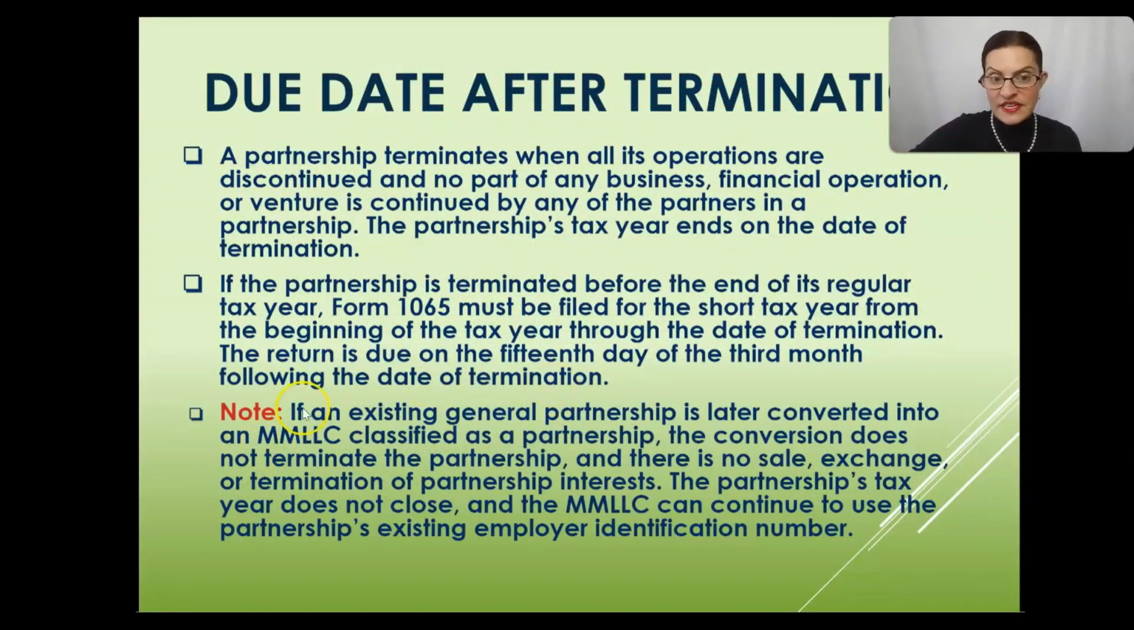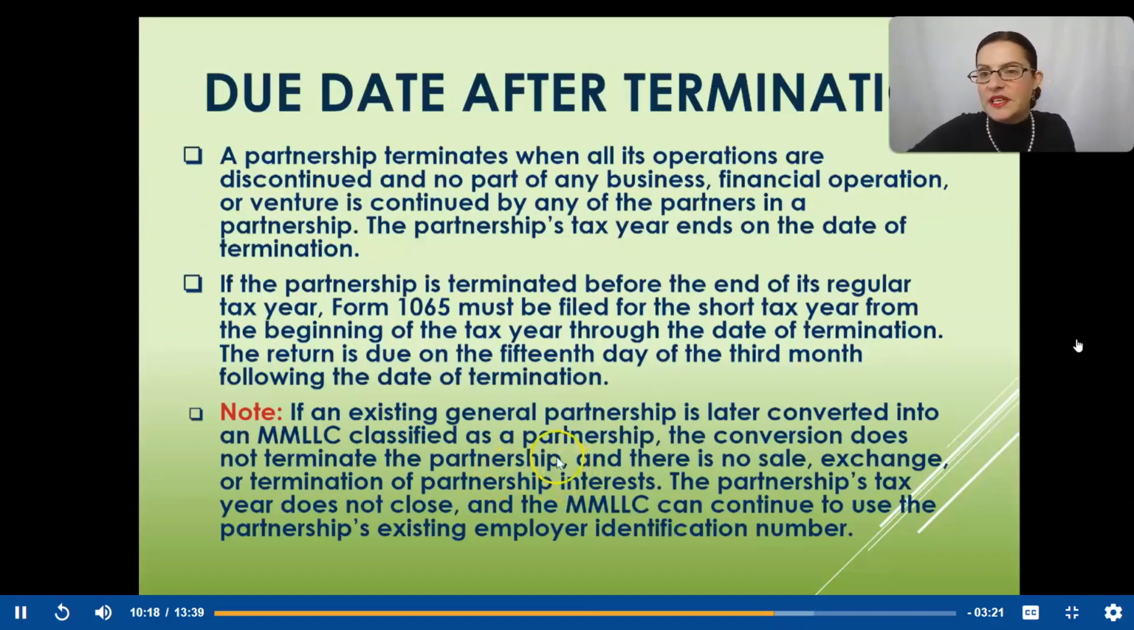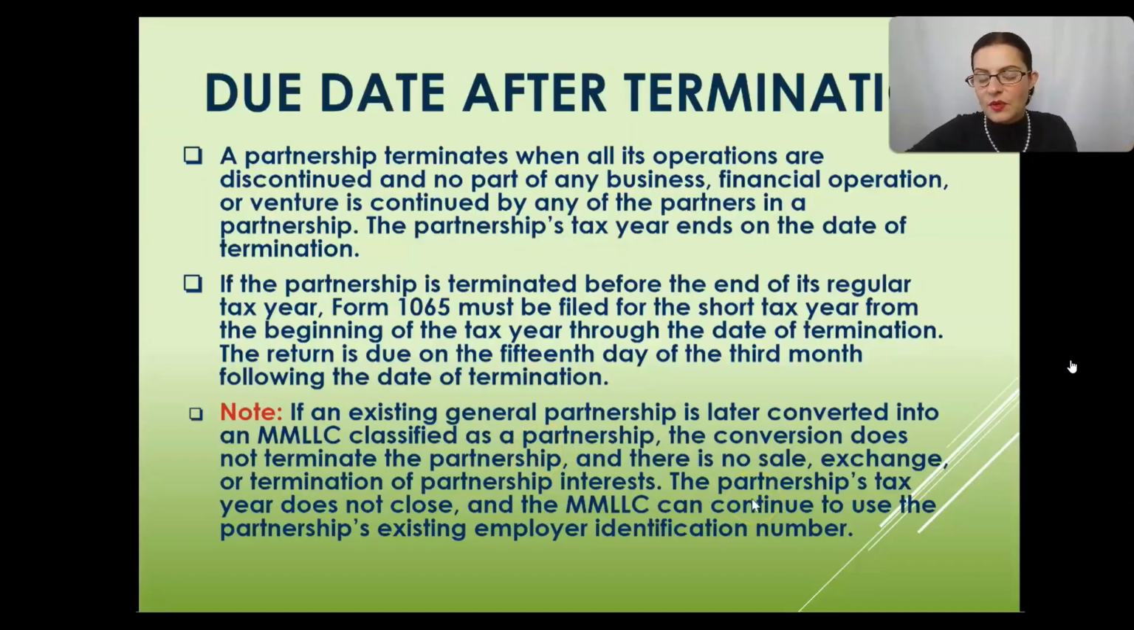Okay? If an existing general partnership is later converted to an MMLLC, MMLLC means multi-member LLC. So if it's a general partnership and then the owners of the business decide to form an LLC, then that's not considered a termination of the old partnership. There's no sale, no exchange. The IRS doesn't treat it as if anything happened. An LLC is just a legal entity. It doesn't terminate the old partnership. A new partnership doesn't form, nothing like that.